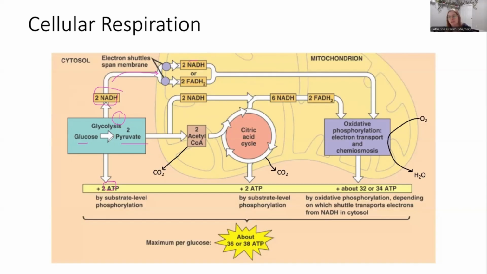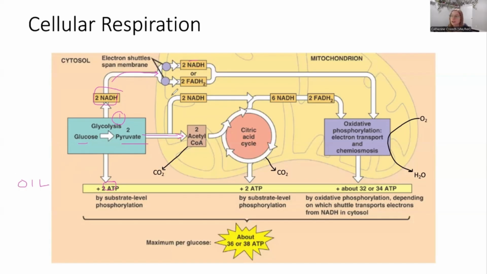The next step of cellular respiration is for the pyruvate to get into the mitochondria, and we're going to do pyruvate oxidation. In pyruvate oxidation, we're going to take pyruvate and we're going to turn it into acetyl-CoA. Remember the acronym OIL RIG? Oxidation is loss. Loss of what? Electrons. So pyruvate oxidation means we're removing electrons from pyruvate.